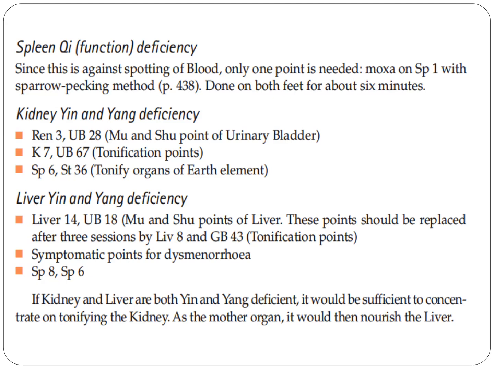These points, we could also use the symptomatic points for dysmenorrhea. We could also use spleen 8 and spleen 6. If kidney and liver are both yin and yang deficient, it would be sufficient to concentrate on tonifying the kidneys. As the mother organ, it would then nourish the liver.